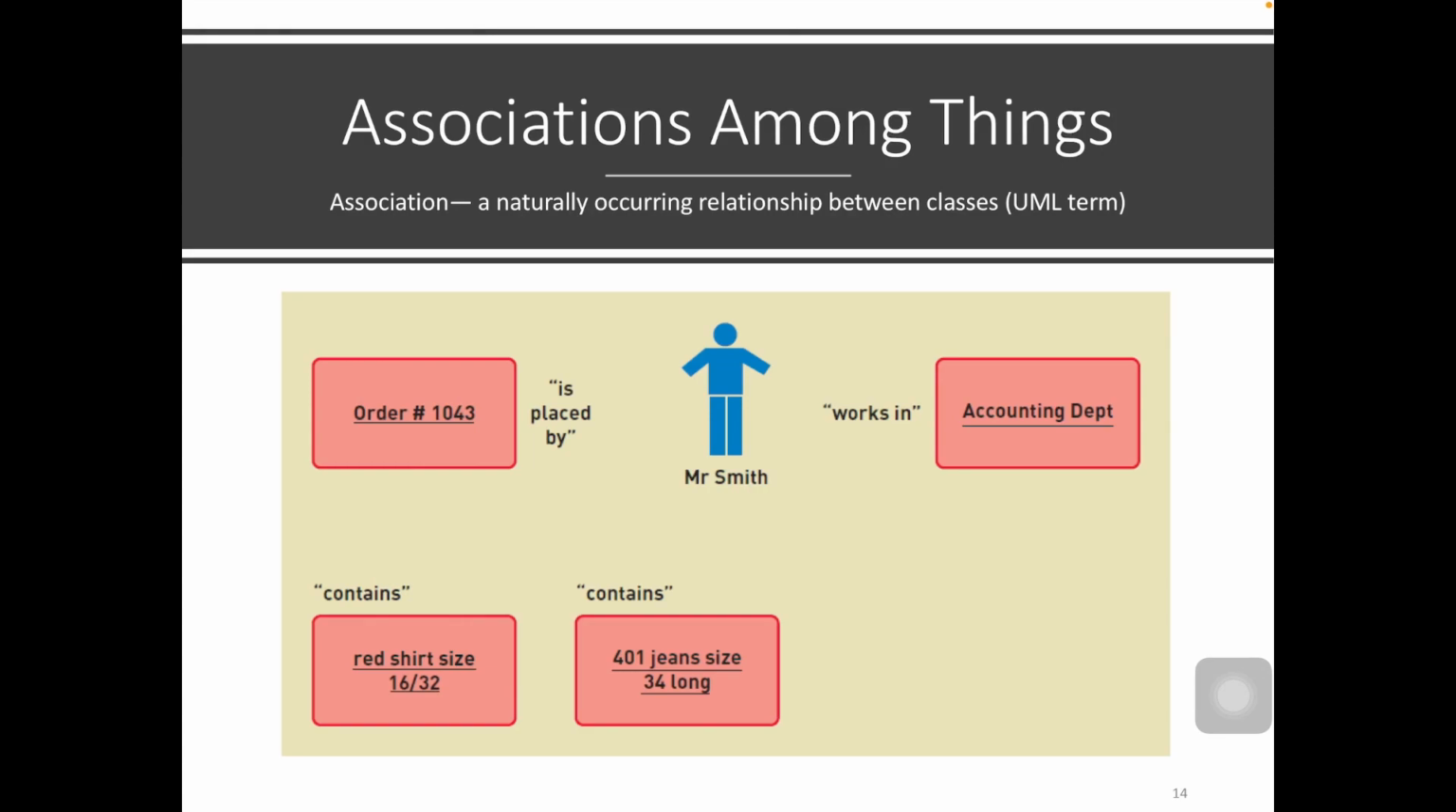Next, the association among things. What is association? Association is a UML term that describes a naturally occurring relationship between specific things. In this example, we have this order ID, order number. So this order is placed by Mr. Smith. And Mr. Smith works in accounting department. So this is what we call association.